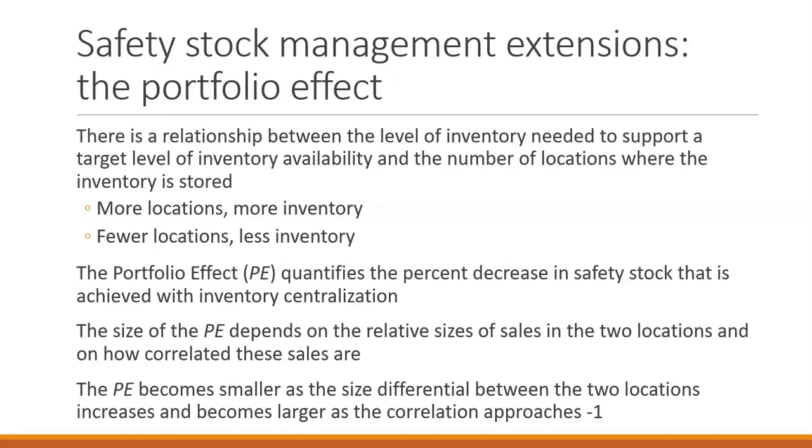So it's the portfolio of locations, geographic regions that we're looking at. So it quantifies the percent decrease in safety stock that is achieved with inventory centralization. Okay? So it depends on the relative sizes of sales in different locations and how correlated these sales are.